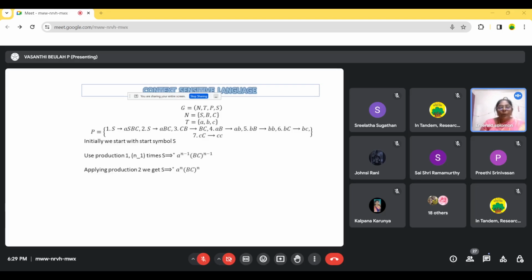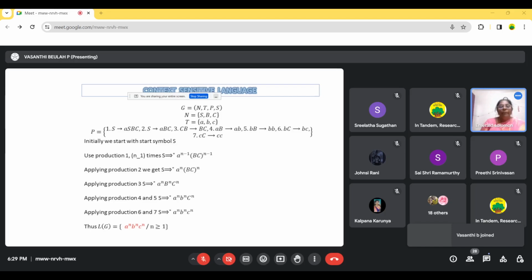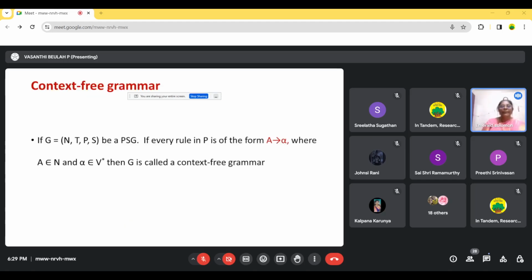So I use production 1, n minus 1 times, I get the word. Then I use production 2, I get a power n, (BC) the whole power n. Production 3, and so on. Finally, I get the language a power n, b power n, c power n. That means any number of a's followed by the same number of b's followed by the same number of c's. So if you see the rules here, it is of the type context sensitive. Why do I say context sensitive? You see the third rule, only if it is CB, I can rewrite it as BC. So there is a context involved there.